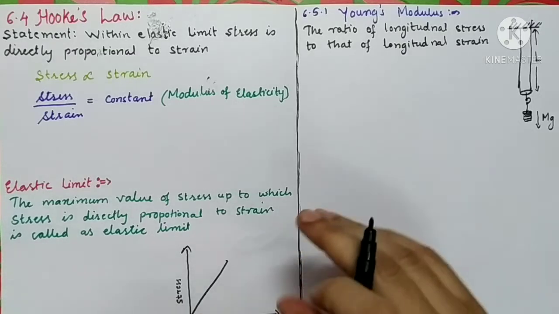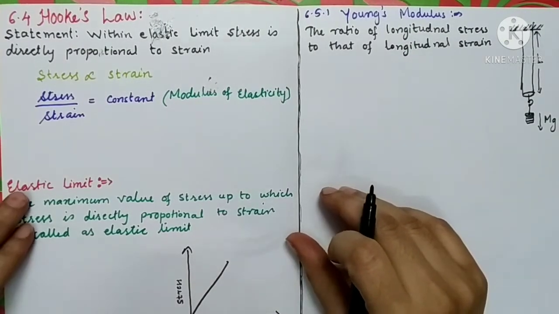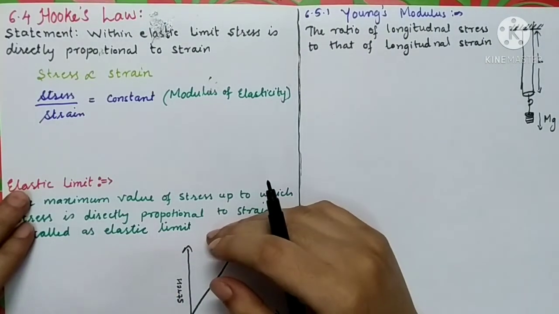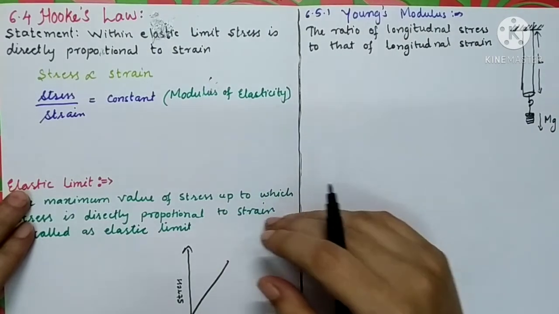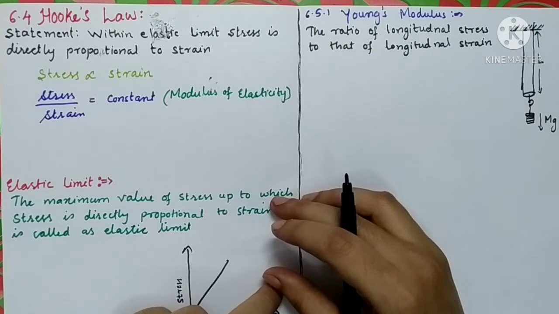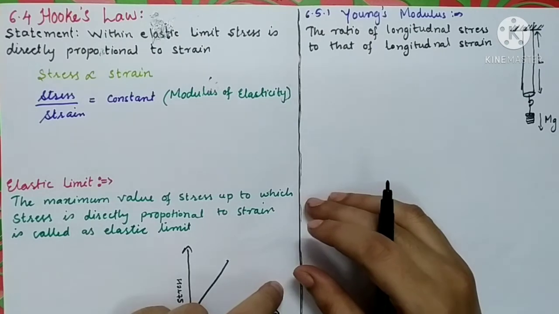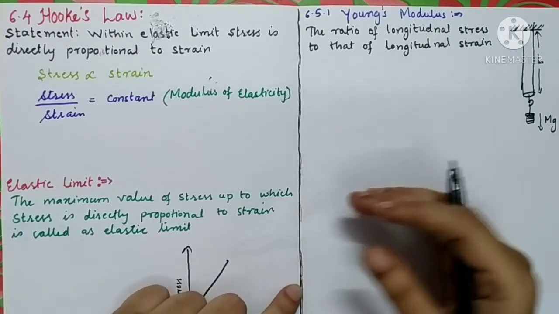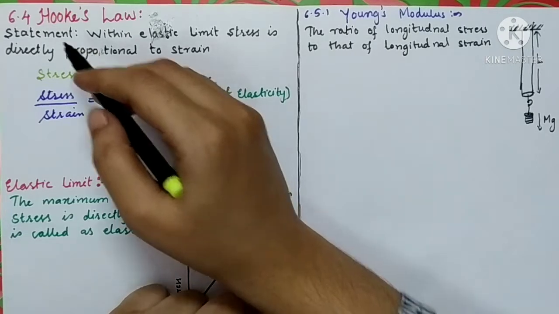Dear students, let's move further into the topic mechanical properties of solid. In the last lecture, we have studied about stress and strain. There are three types of stress: longitudinal stress, volume stress, and shearing stress. Similarly, there are three types of strain as well: longitudinal strain, volume strain, and shearing strain. Now, let's study the new topic, Hooke's law.